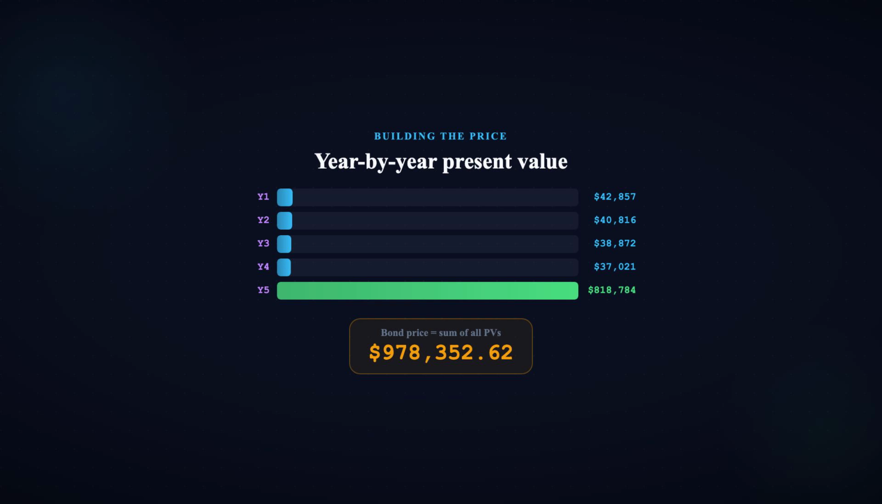This is the most important relationship in bond pricing. When the coupon rate is below the market rate, the bond trades below par. Investors pay less. When the coupon rate is above the market rate, the bond trades above par. Investors pay more because the bond pays better than what is currently available. When the coupon rate exactly equals the market rate, the bond trades at par. The price equals the face value. This relationship is not a rule of thumb. It is arithmetic.